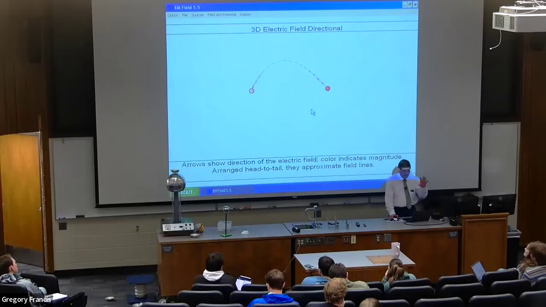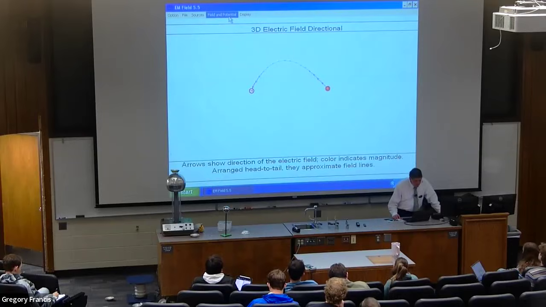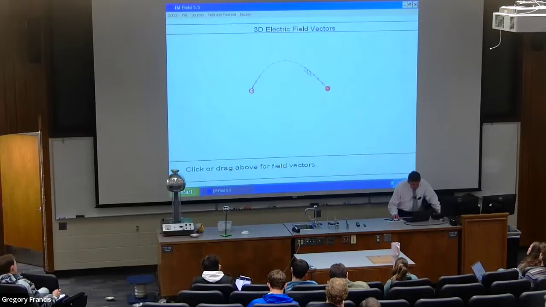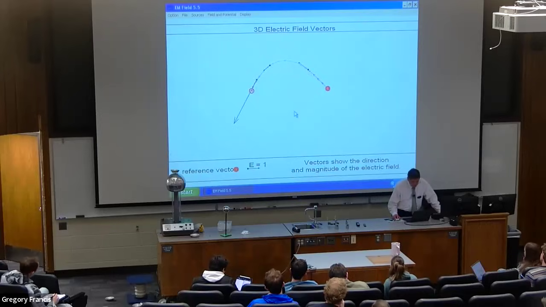Now, we call that a line of force, and that will be the topic of this week's tutorial. And we call it a line of force because everywhere along that line, the electric field is going to be tangent to that line. That's what those little arrows mean. So if I went back to the field vectors and I clicked anywhere along that line, I get a vector that's tangent to that line, okay? And the closer I am to the charge, the bigger that vector is, okay?